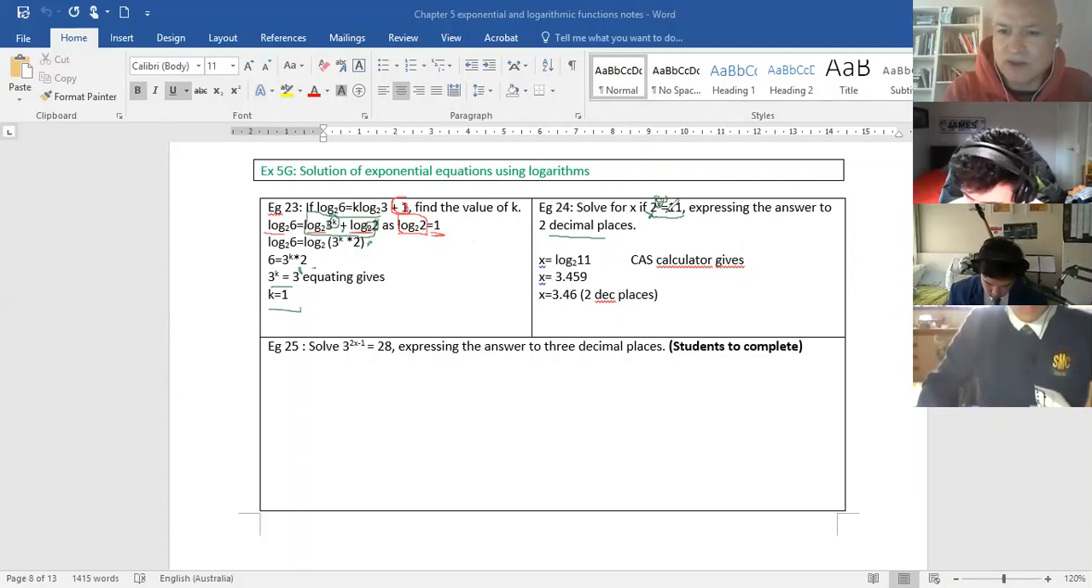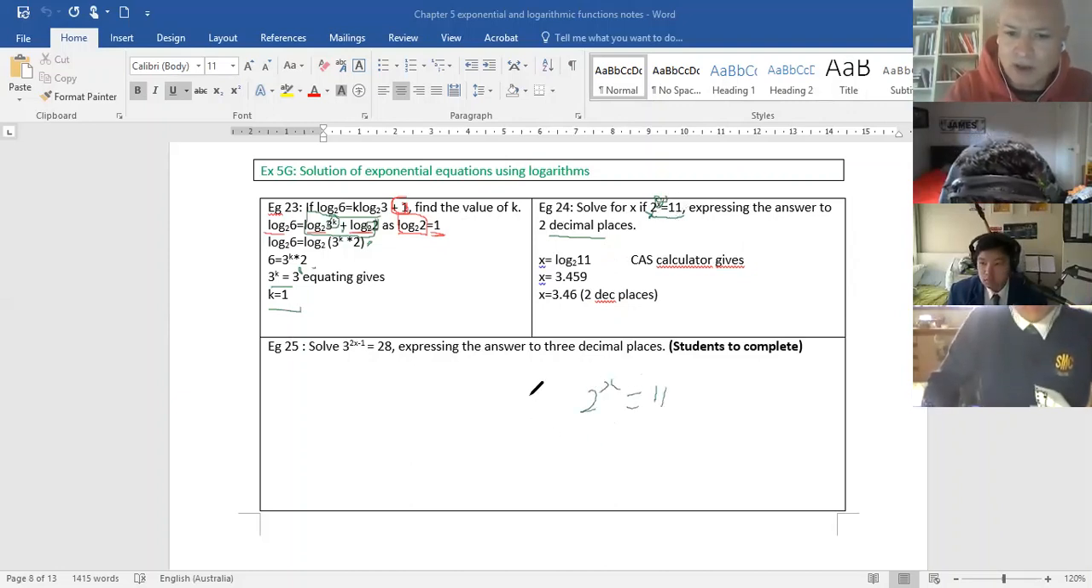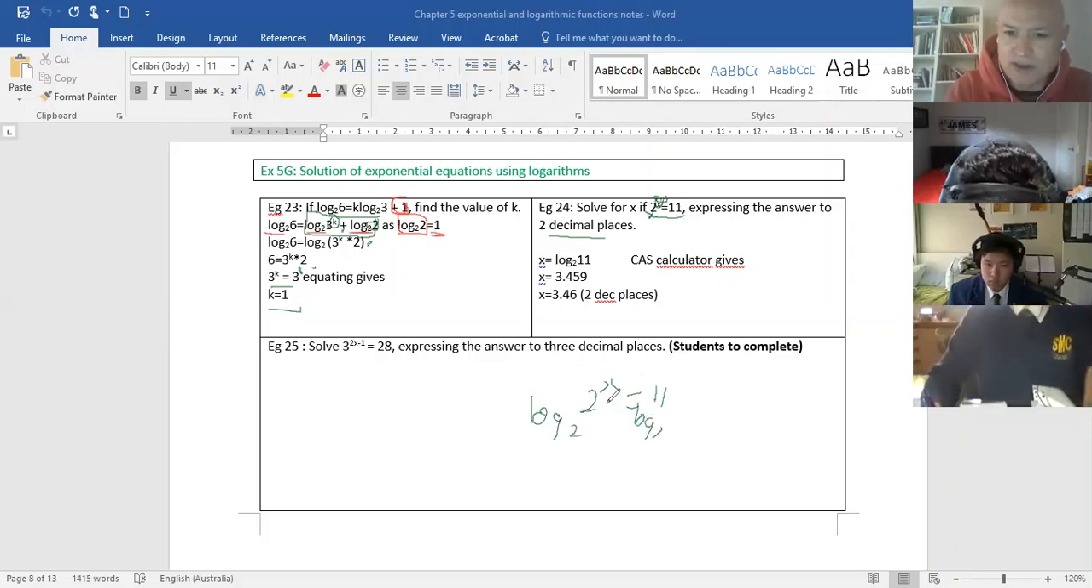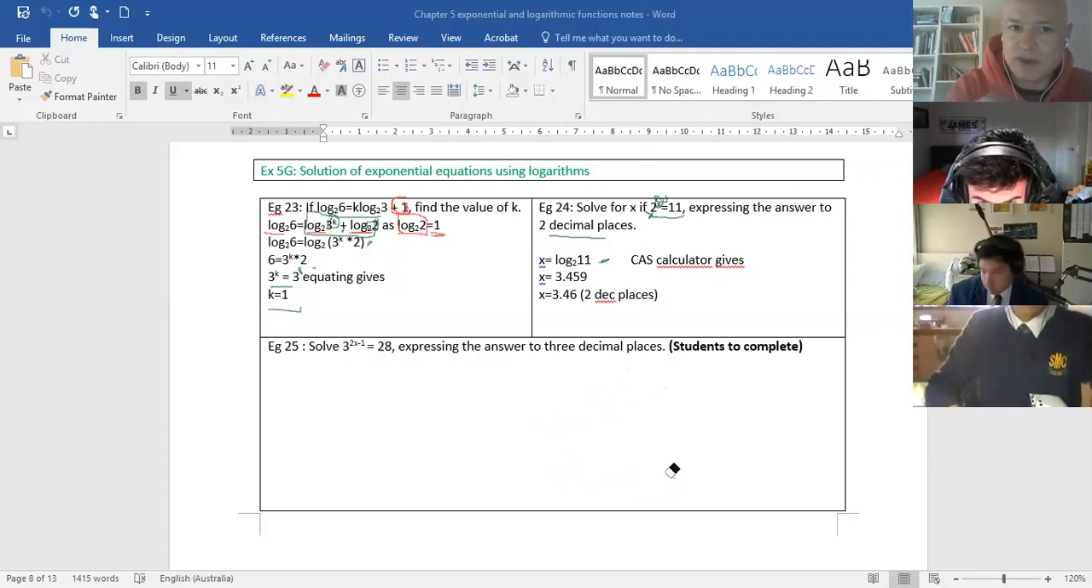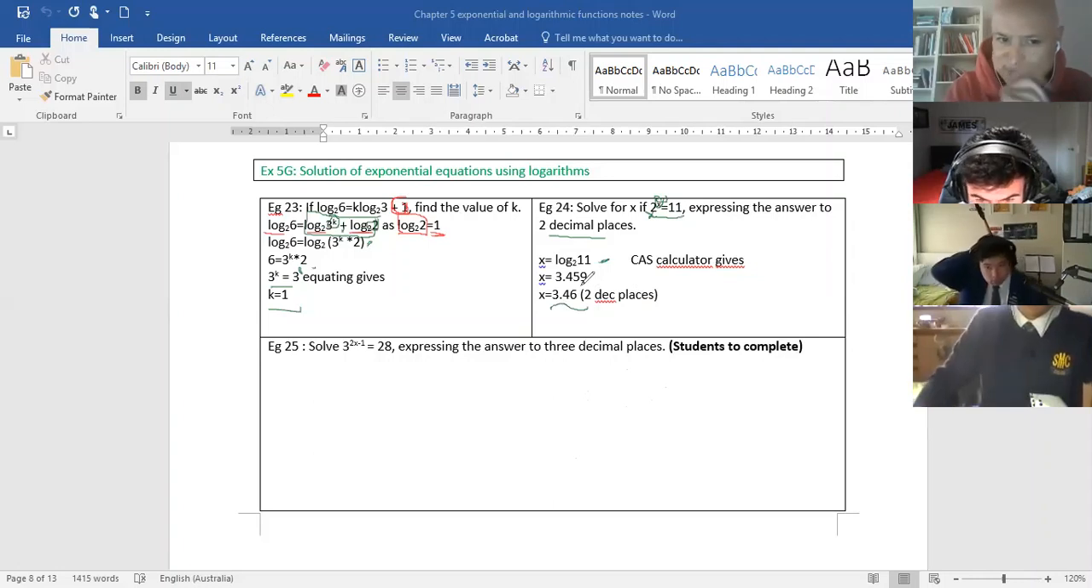But you should know if we've got 2 to the power of x equals 11, log base 2 of that and log base 2 of this, these will cancel and we'll get x equals log base 2 of 11, which is what I've got up here. Then all you need to do is get your calculator out and work out log base 2 of 11, and it says correct to 2 decimal places, so 3.46. Any questions there?